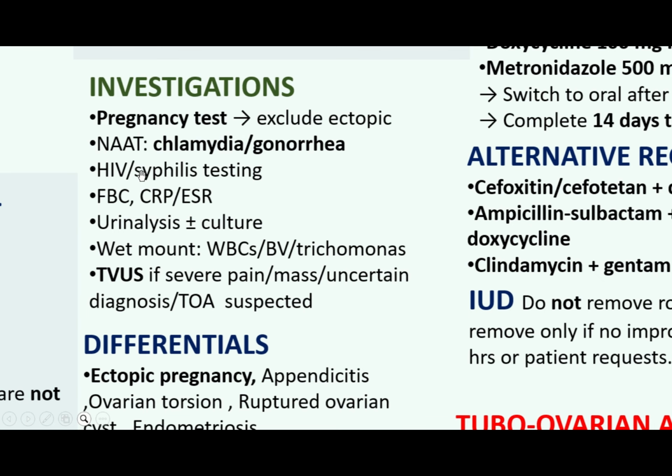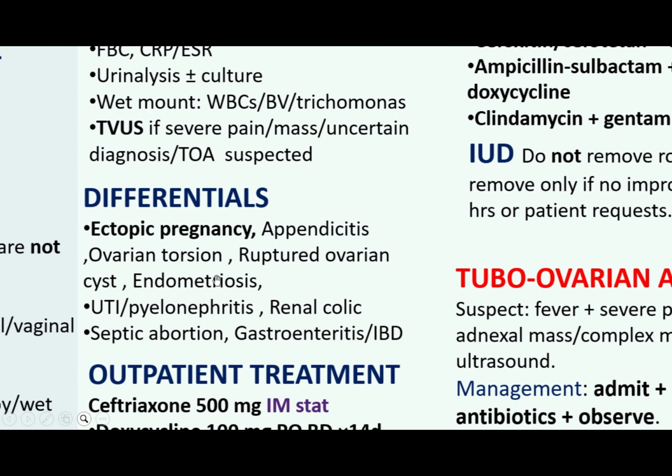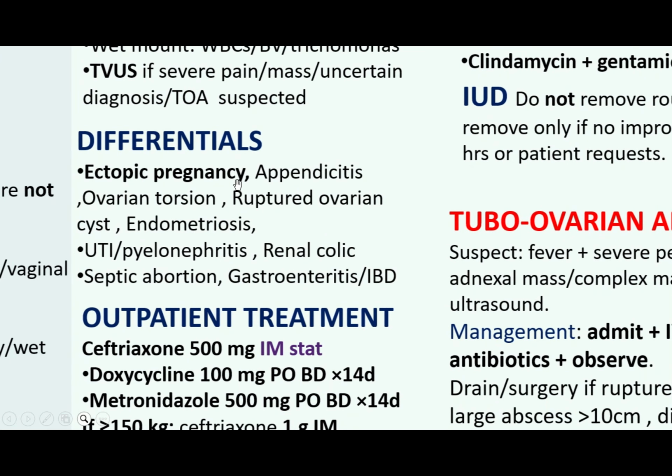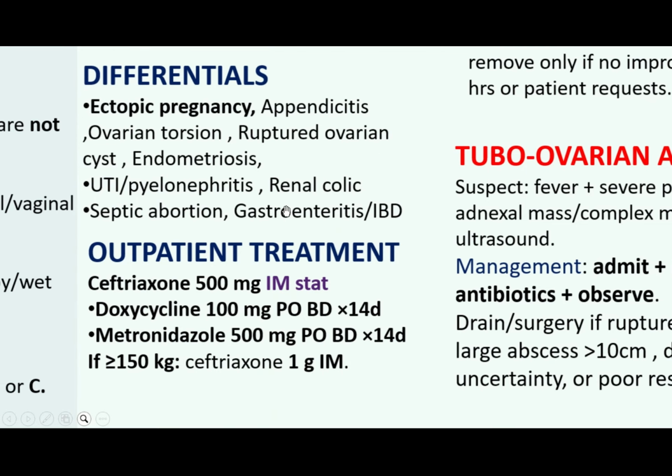you can do the HIV and syphilis testing, a full blood count and CRP or ESR, you can do urinalysis and culture, a wet mount, you can do transvaginal ultrasonography. Differentials for this include ectopic pregnancy, appendicitis, ovarian torsion, ruptured ovarian cyst, endometriosis, UTI and pyelonephritis, renal colic, septic abortion, and gastroenteritis. Basically, these are all causes of an acute abdomen down there, or other gynecological issues going on. So it's important that you keep them in mind.